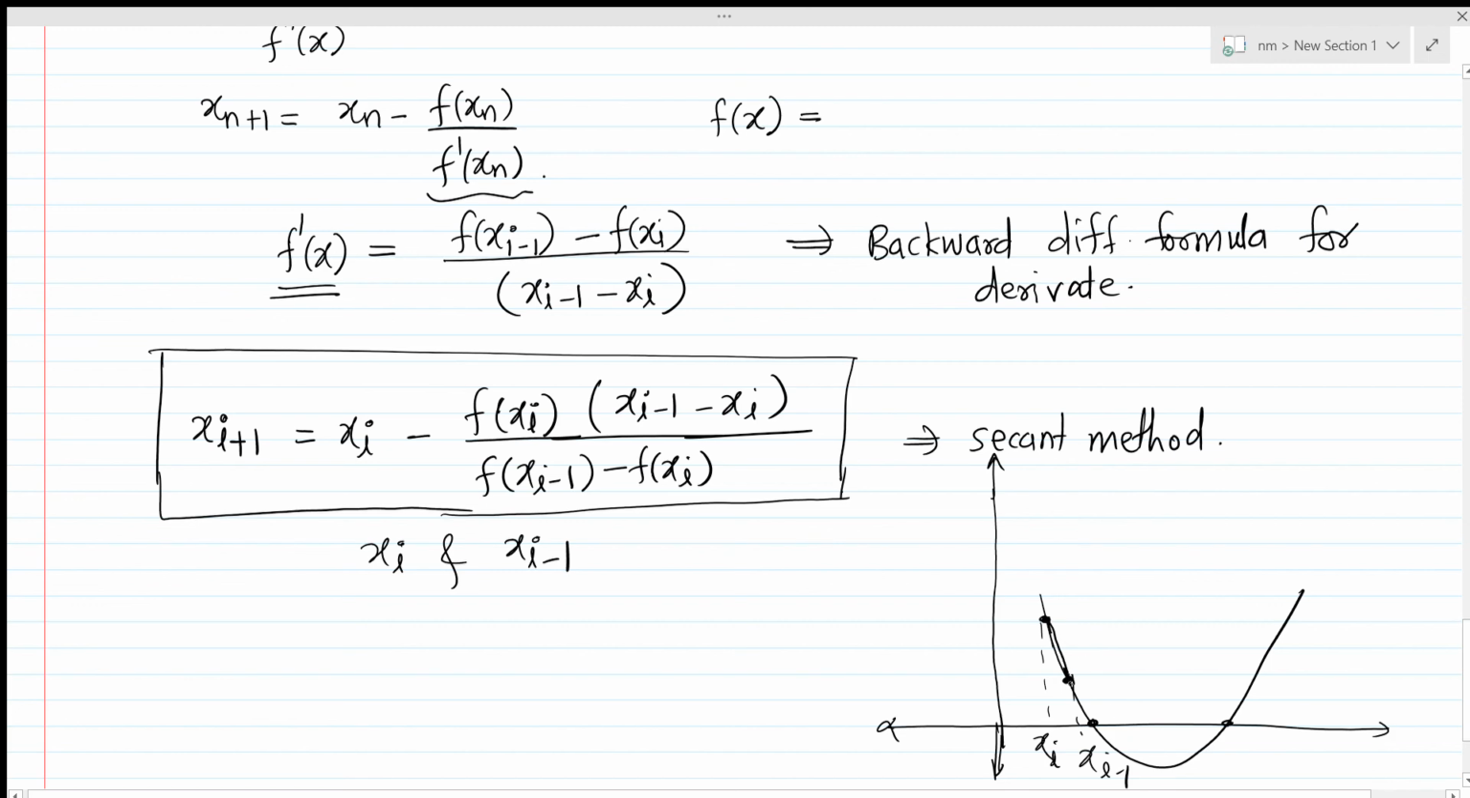and we extend this secant. In Newton-Raphson, we take directly the slope at this point and extend it and see where the line cuts the x-axis, but it is sometimes very difficult to calculate the derivative, so we replace this slope by a secant. And if we take this point as close as possible to xi, then the secant method converges to the Newton-Raphson method.